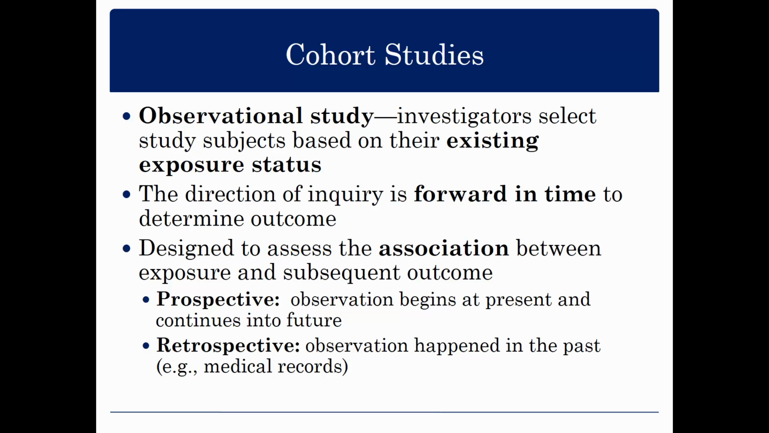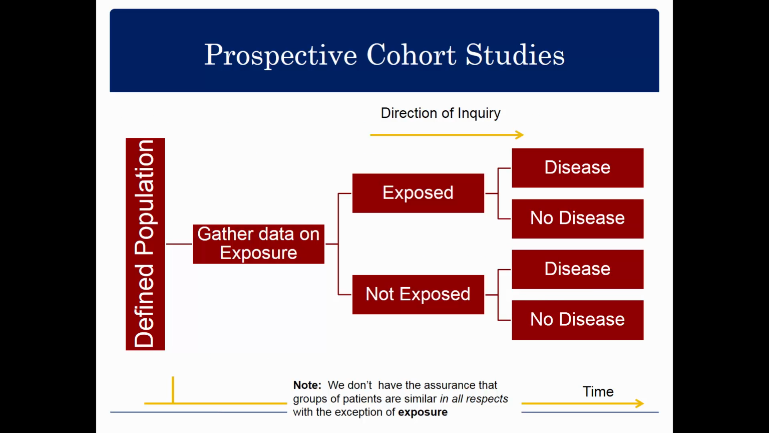The difference between a case control study and a cohort study is how you define the population. In the case control study, I begin with cases. I begin with people with the disease, and I attempt to identify very similar controls as a comparison group. In the cohort study, I'm selecting the study subjects based on their exposure status, and then looking ahead in time, prospectively or retrospectively, at their eventual disease status.